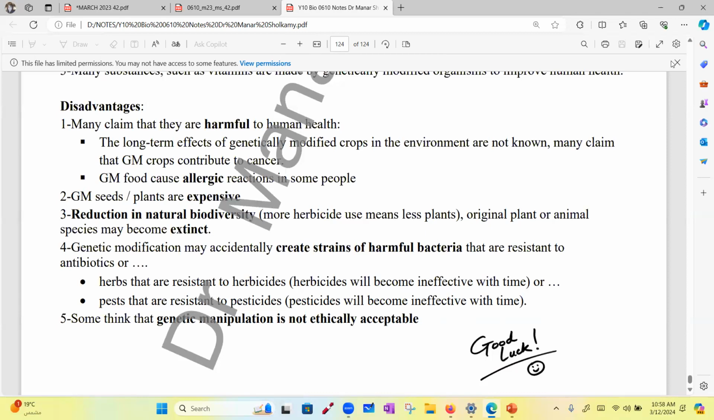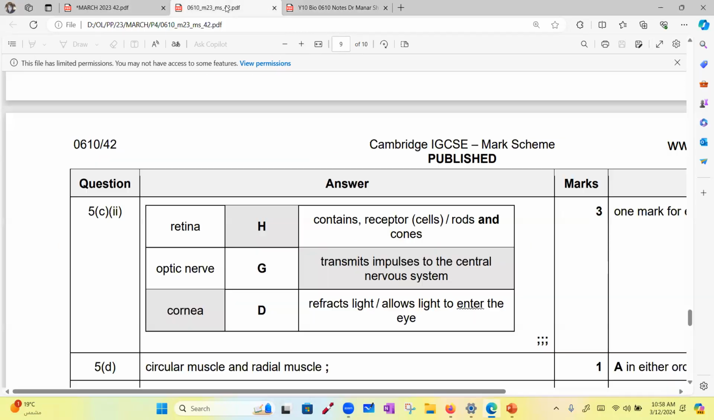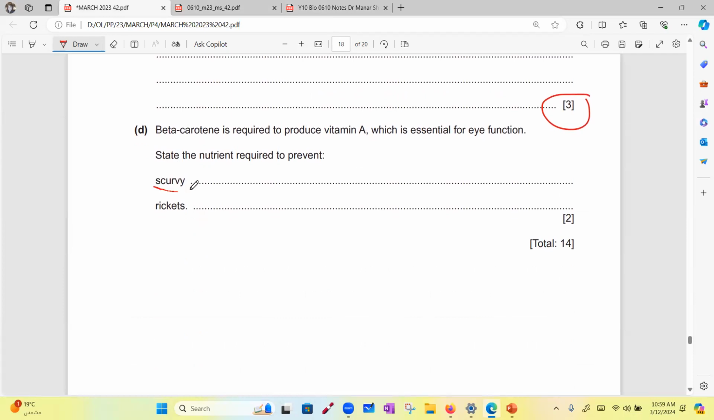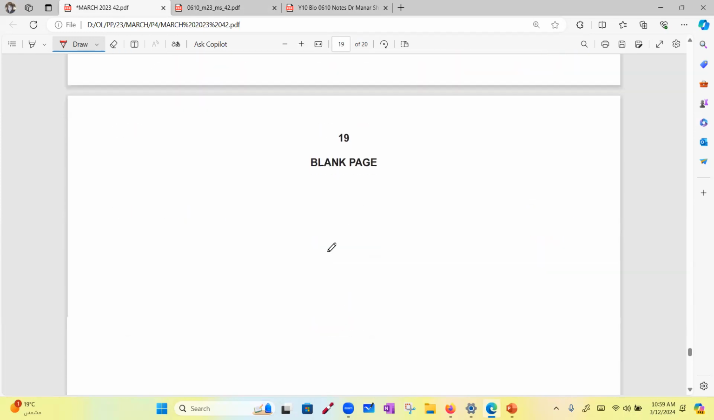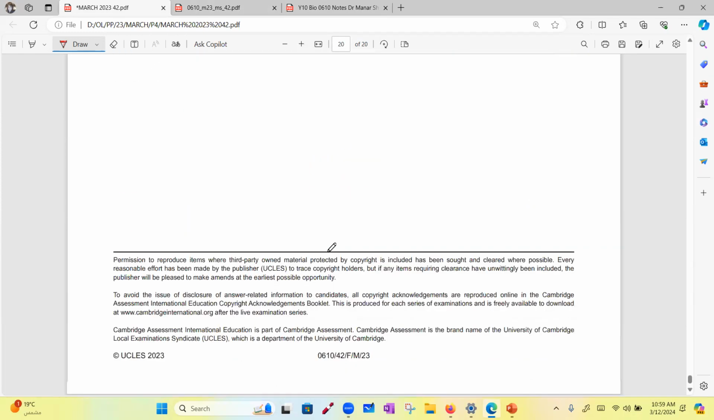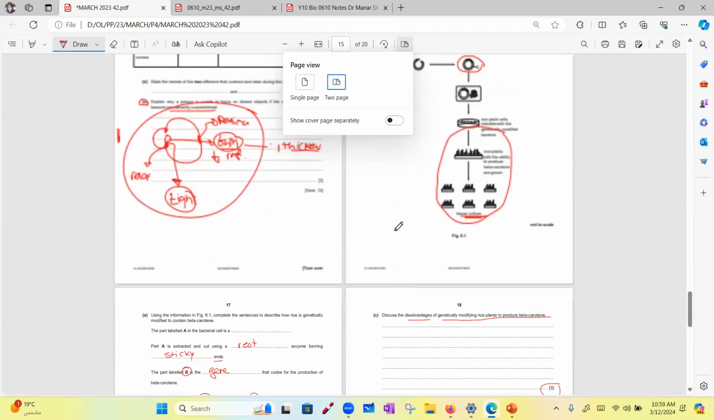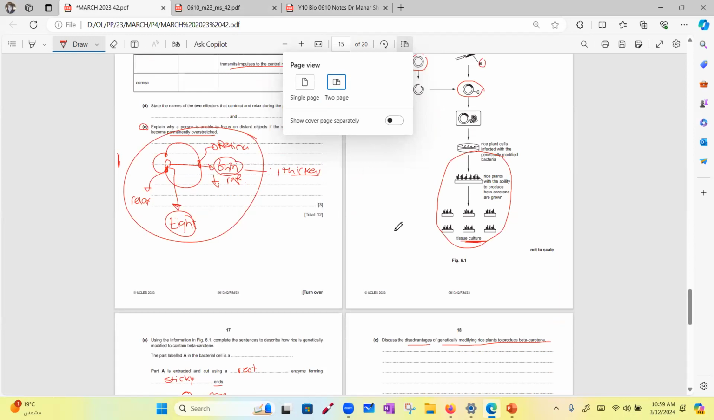Done? Is the exam finished? Okay, scurvy is because we have a lack of which vitamin? Very good, rickets. Perfect. We're done. So this exam, in my opinion, is very easy. Most of the questions are direct, straightforward, and a few tricky questions.